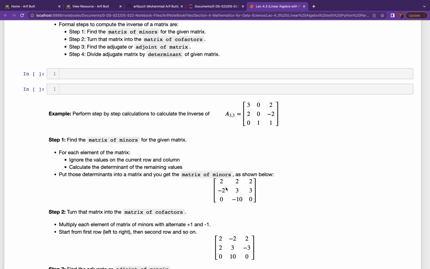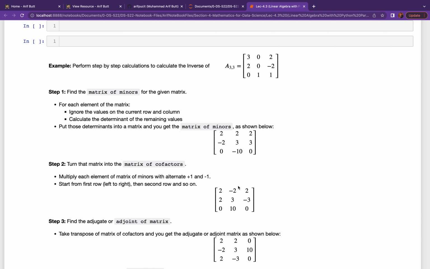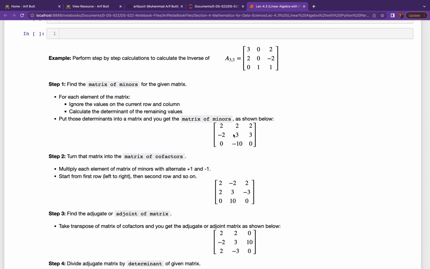So my dear students, this is the most computationally expensive operation. That is, given a matrix A, you need to find the matrix of minor of this matrix, and this is computed over here. After you have the matrix of minor, you turn this matrix into the matrix of cofactors. So you see, I have converted this matrix into a matrix of cofactor.